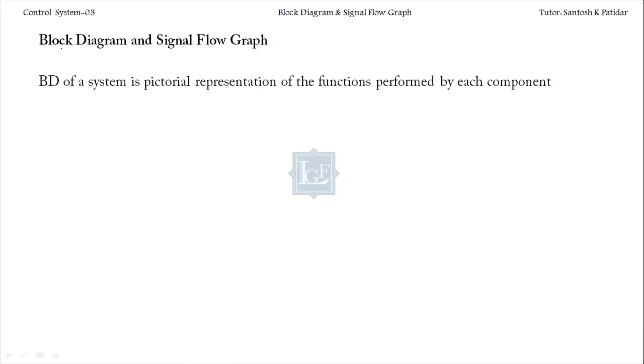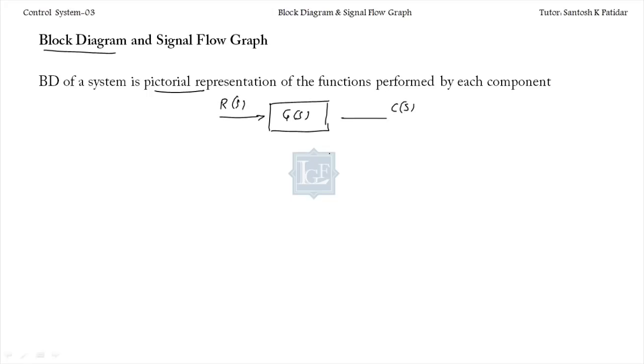So what is the block diagram? A block diagram of a system is a pictorial representation of the functions performed by each component. Till now we have seen only block diagram representation, in which we consider one block. That block represents the transfer function of an individual system. To this we apply the input and get the output.